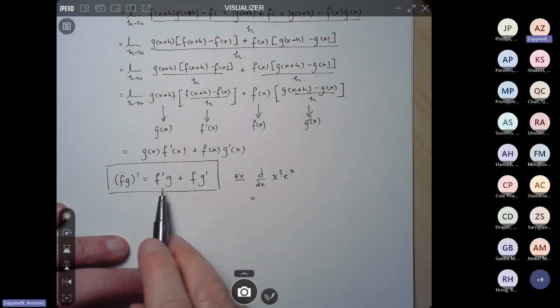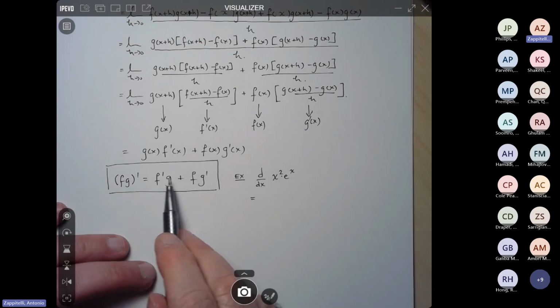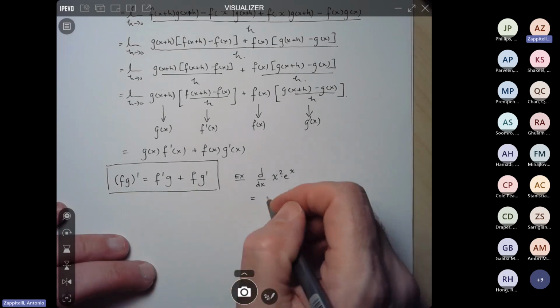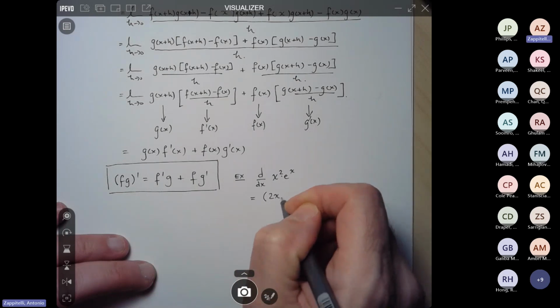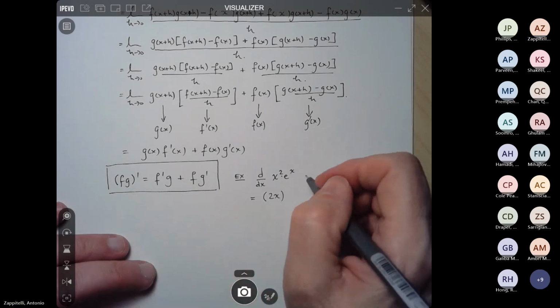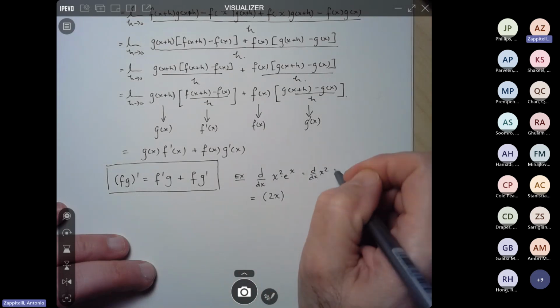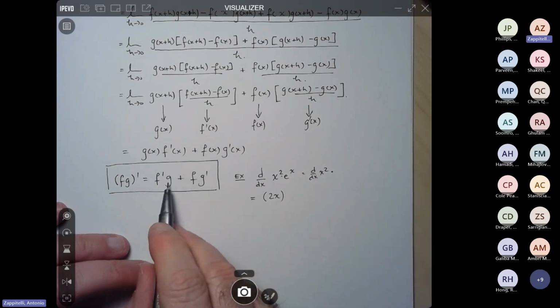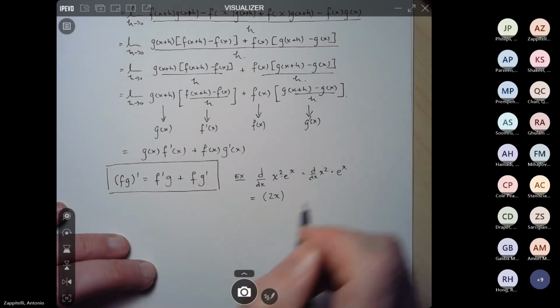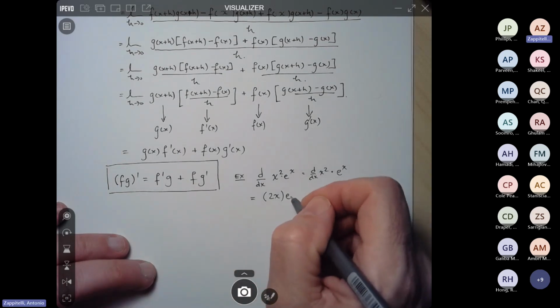So the rule says, take the derivative of the first function. What's the derivative of x squared? It's 2x. So I'm applying the rule: derivative of the first function. And then I multiply that by the second function, so this is just times e to the x.